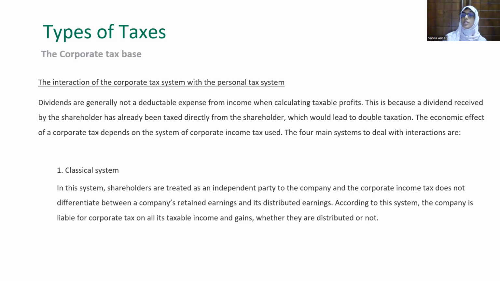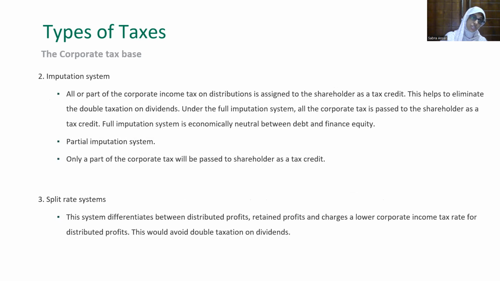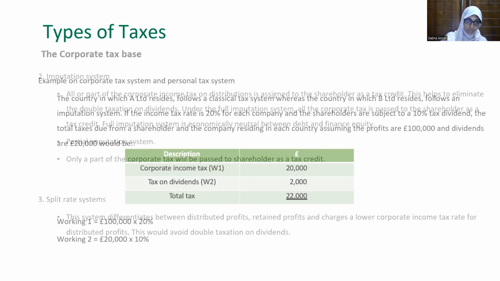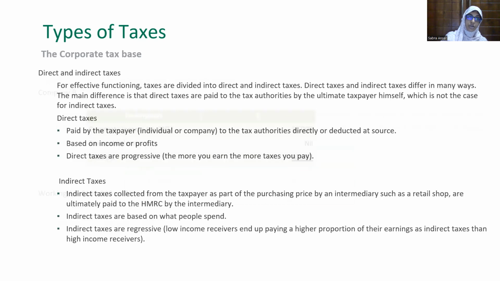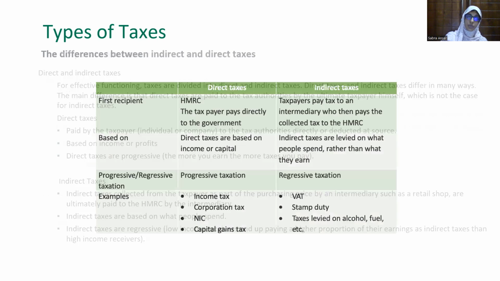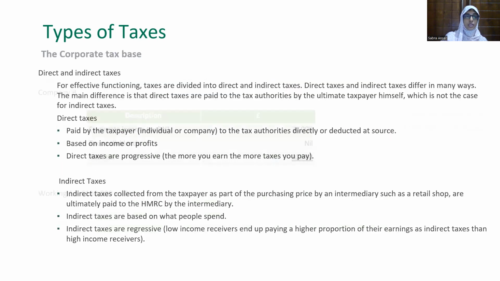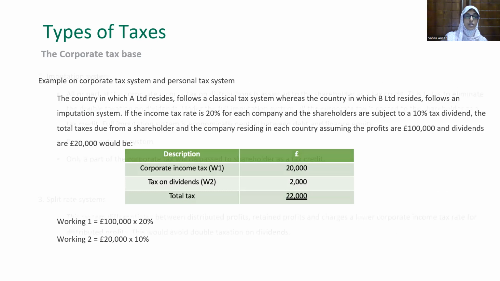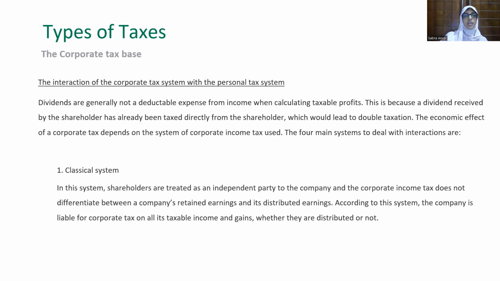There are four main systems which are used to deal with this interaction. One is called the classical system, the other is called the imputational system, then the split rate system. Then we will be talking about indirect and direct taxes as well. We'll try to have a basic understanding of these systems.